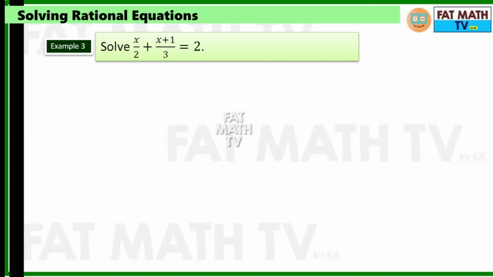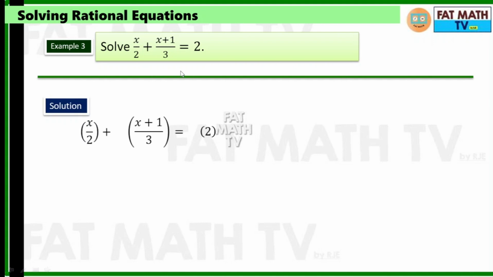Solve x over 2 plus x plus 1 over 3 equals 2. The denominators that we see here are 2 and 3, and their least common multiple is 6. It's just 2 times 3. So multiply both sides of the equation by 6. So copy x over 2 and this one, x plus 1 over 3, and then 2. Multiply each of them by 6.